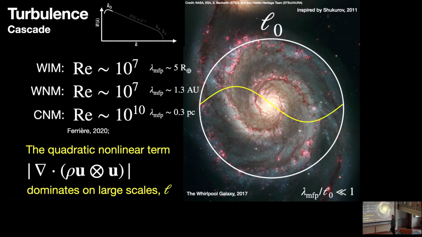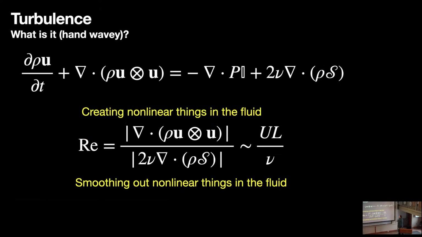Of course, the galaxy is a multiphase medium, so it means that the viscosity is changing as a function of temperature. But at the end of the day, for the warm ionized medium, you get Reynolds numbers of 10 to the 7. Warm neutral medium, 10 to the 7. Cold neutral medium, as you go to the colder phase plasmas, the viscosity is getting smaller and smaller, and so you get higher and higher Reynolds numbers. In other words, we are always in the very nonlinear regime, no matter what phase you're in the galaxy.